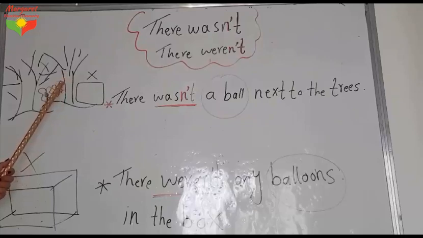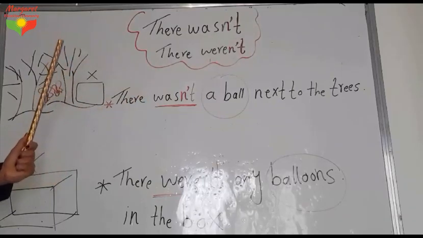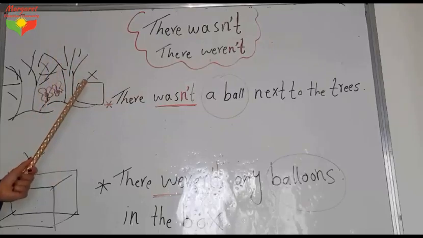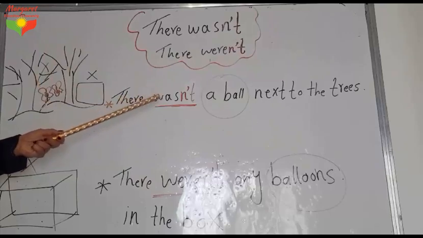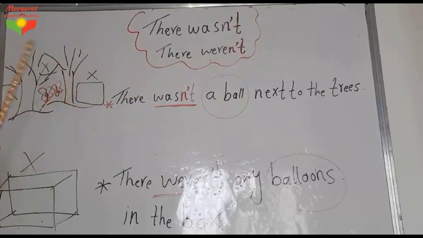This period of time or that period of time will be past time. Past time. That's why when he came back to me, he will say there wasn't a ball next to the tree. Past time. Second example. Here there's a box, but the box is really empty.